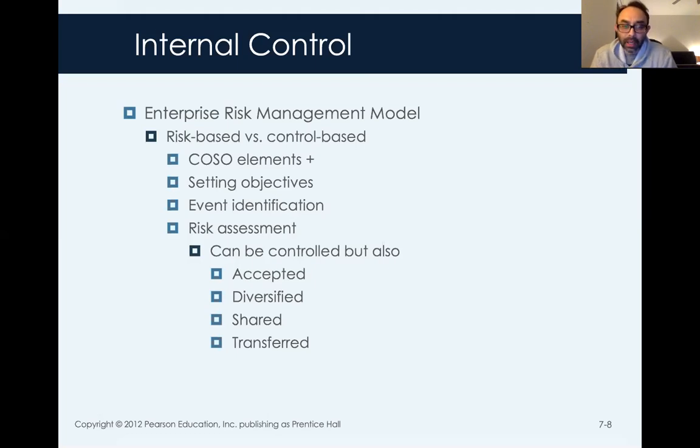You can diversify. Diversify is you can go into joint ventures with other smaller companies, and you can diversify the risk. So minimize your risk by having more joint ventures or partnerships. So you can divide those risks.